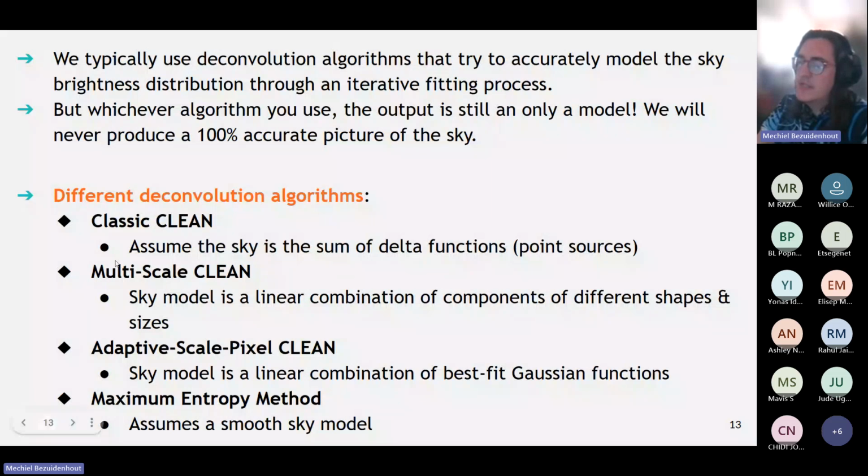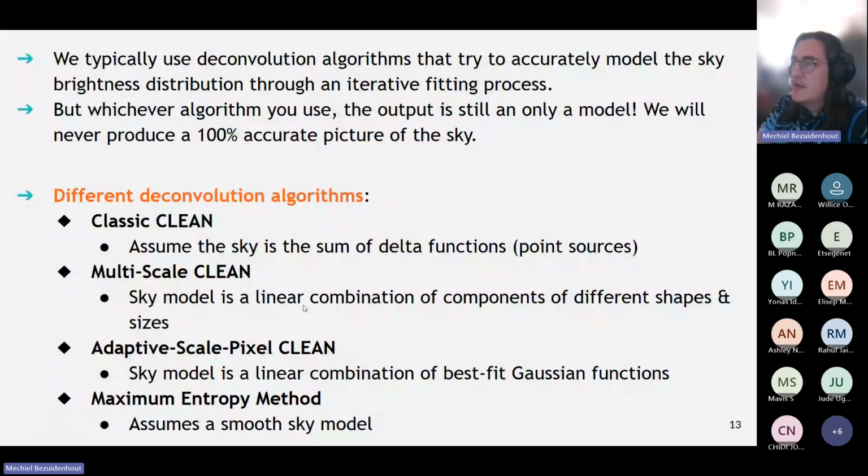So you can use the multi-scale CLEAN, which instead of using delta functions, assumes that the sky model is made up of a linear combination of components of different shapes and sizes. Or you can use an adaptive scale pixel CLEAN, which instead of using delta functions, uses best fit Gaussian functions that you can choose to shape to pick out which elements of the image you want to accentuate. And then there's also a maximum entropy method, which I think is a more recent one, in which you assume a smooth sky model.